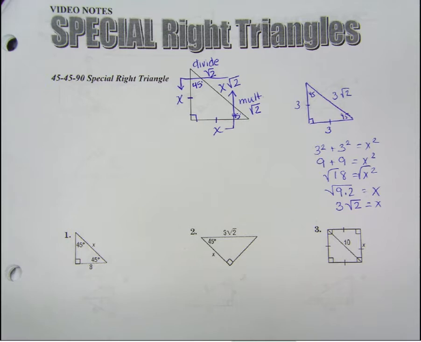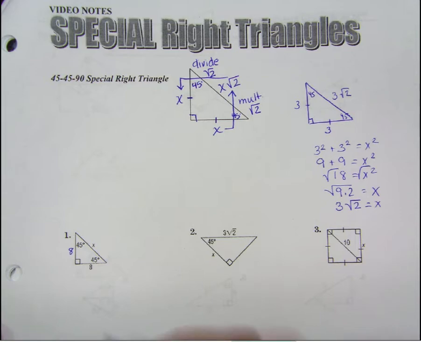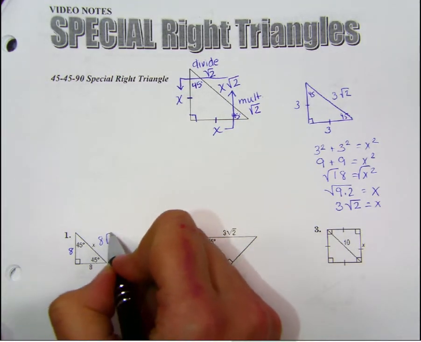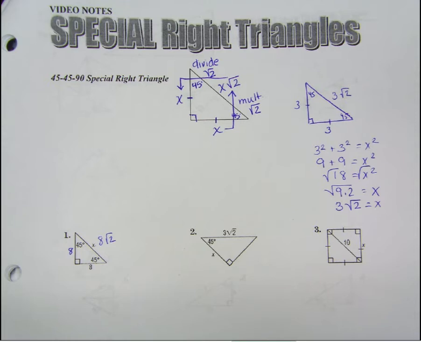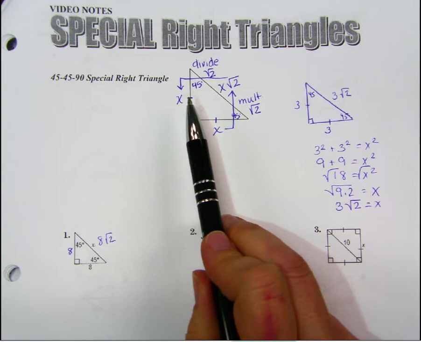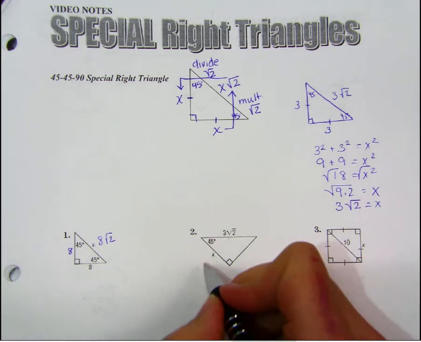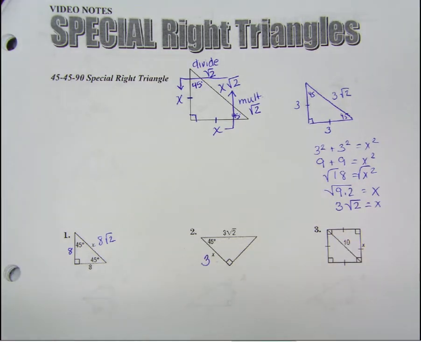All right, so if we take a look at a couple, in this case we have a 45, 45, 90 right triangle. We're given the length of one leg, which means the other leg is the same thing. And then just using the pattern, my hypotenuse is just going to be 8 times the square root of 2. All right, now in the second example, we know the hypotenuse and we're trying to find the length of the leg. So if we know the hypotenuse and we're trying to find the length of the leg, we're going to divide by the square root of 2. So if we have 3 square root 2 and we divide by the square root of 2, we're going to be left with 3. So the length of each leg on that isosceles right triangle would be 3.